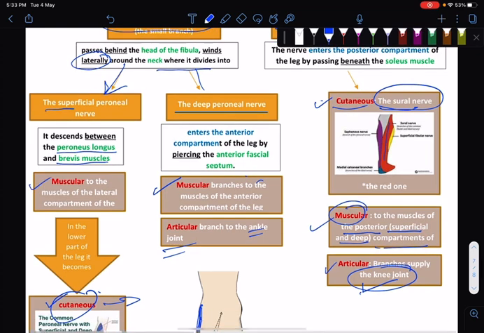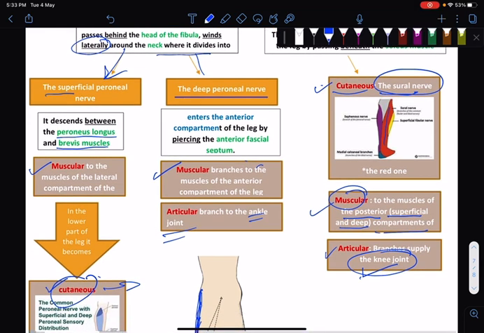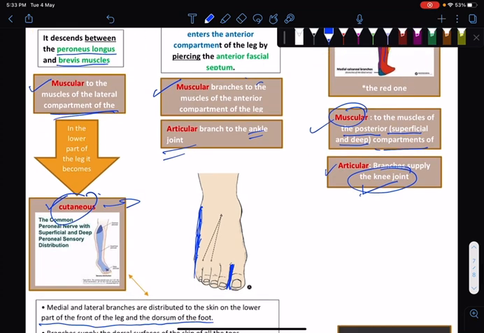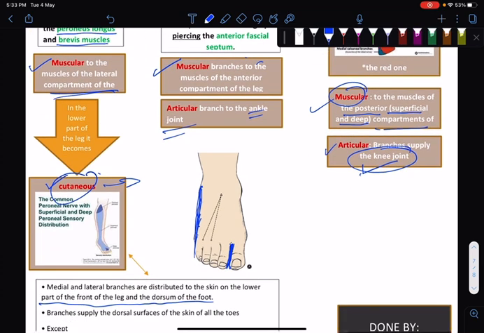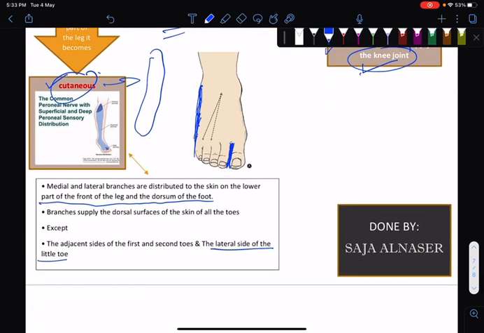And بعطيهم muscular branch بغذي peroneus longus والbrevis اللي هم lateral compartment of the leg, and in the lower part of the leg anteriorly, in front of the lower third of the leg, بعطينا cutaneous. هذا الcutaneous وين بيروح؟ بعطينا medial and lateral branches are distributed to the skin at the lower part of the front, anterior يعني of the leg and the dorsum of the foot, يعني dorsum surface of the foot.